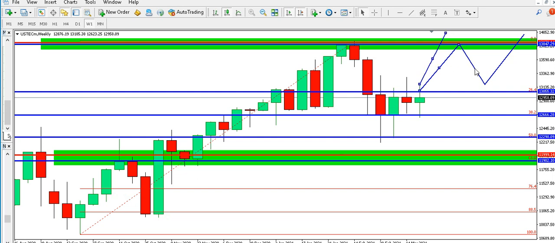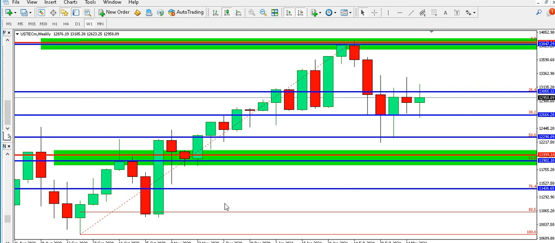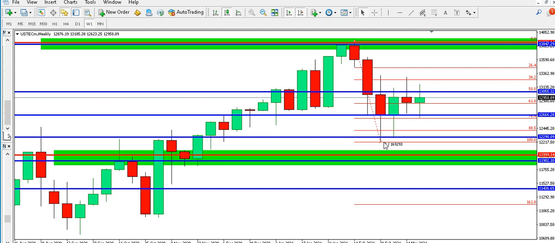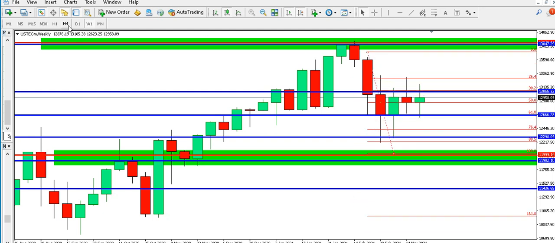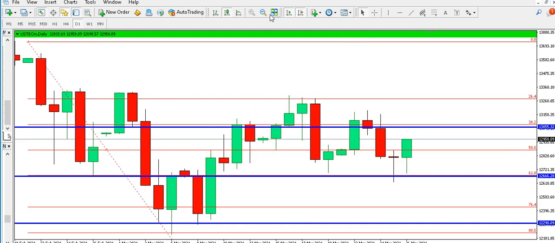So I'm going to remove this so that I'm not confused with the analysis. Let me add just one more for the weekly time frame. So we have identified these two green zones as our support and resistance. Now let's go to the daily time frame.